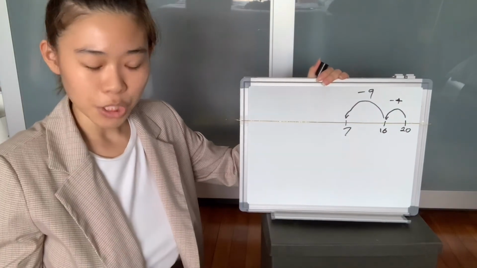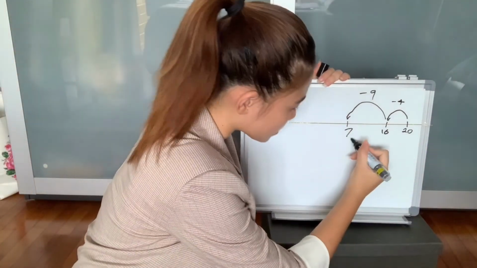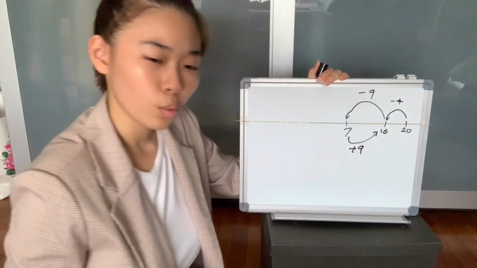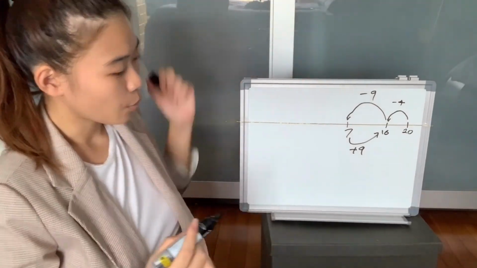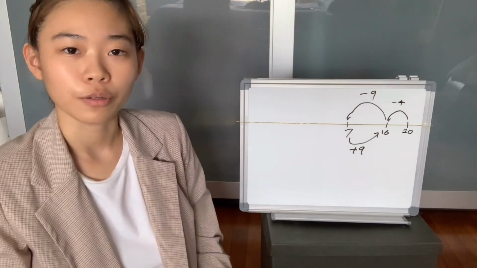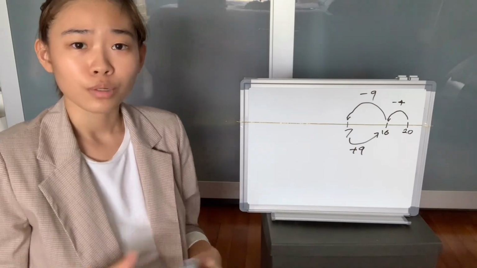Okay, and if you're not too sure, you can add it back and find out. So 7 plus 9 equals 16. That's right. Good job, everyone. I'm glad to see that all of you have remembered what you've learned about addition and subtraction from the previous lesson. Now, we're moving on.